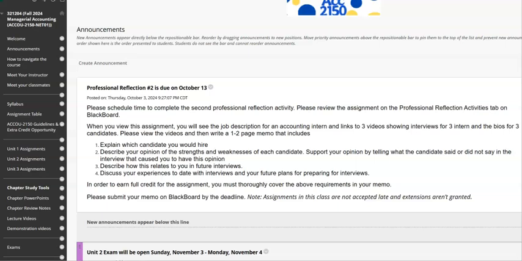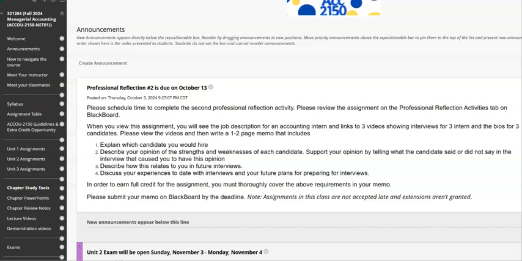Okay, so this week is a little different. We are revisiting the statement of cash flows that we learned back in financial accounting. So you will see that you have chapter 12 in your book, and it's the same chapter 12 that you would have had in Accounting 2140.